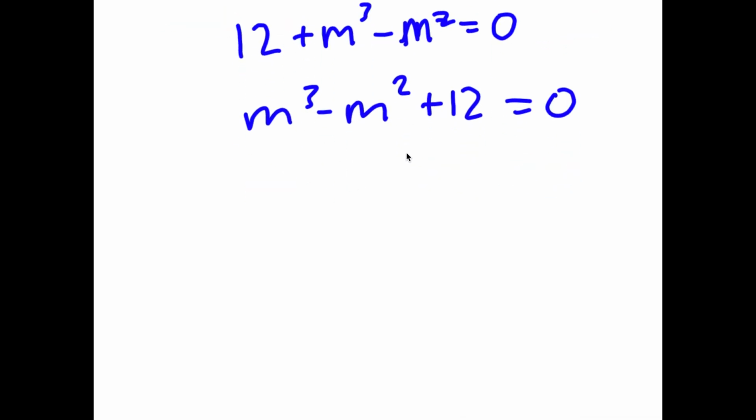Now, to find all the solutions for this equation, I need to first start by finding one and use that one solution to find the other ones. So we're going to do that by just simply plugging in values until we find one. If we start with 1, obviously if we plug in 1, it wouldn't work. 2, if we plug in 2, we have 2 to the power of 3, which is 8. 8 minus 4 is 4. 4 plus 12 is 16. 16 does not equal 0.